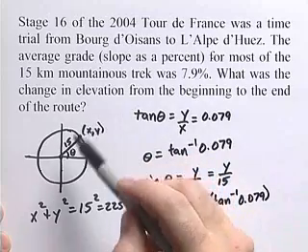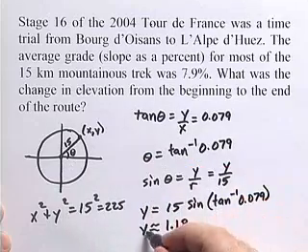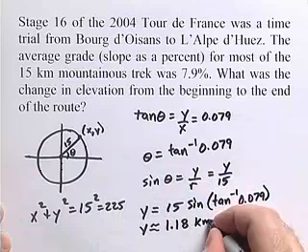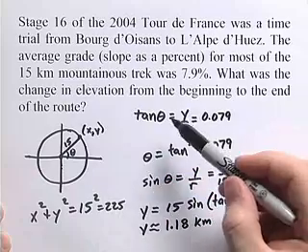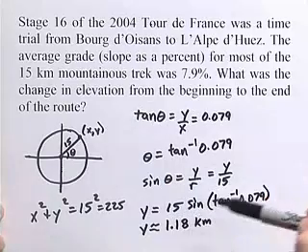And remember that our units for the length of our radius was 15 kilometers. We're going to have the same units then for our change in elevation. So this is 1.18 kilometers. Therefore, the change in elevation from the beginning to the end of the route is about 1.18 kilometers.